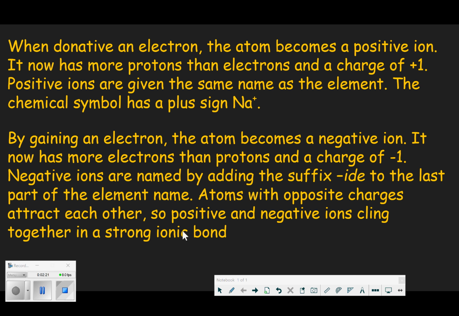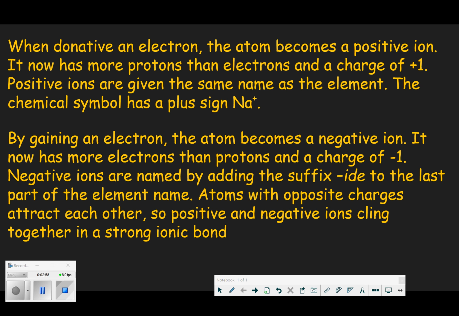When donating an electron, an atom becomes a positive ion. It now has more protons than electrons and a charge of +1. Positive ions are given the same name as the element. The element symbol has a plus sign, so Na plus means there is one extra positive charge. By gaining an electron, the atom becomes a negative ion. It has more electrons than protons and a charge of negative however many. When we're talking about chlorine, it's -1.